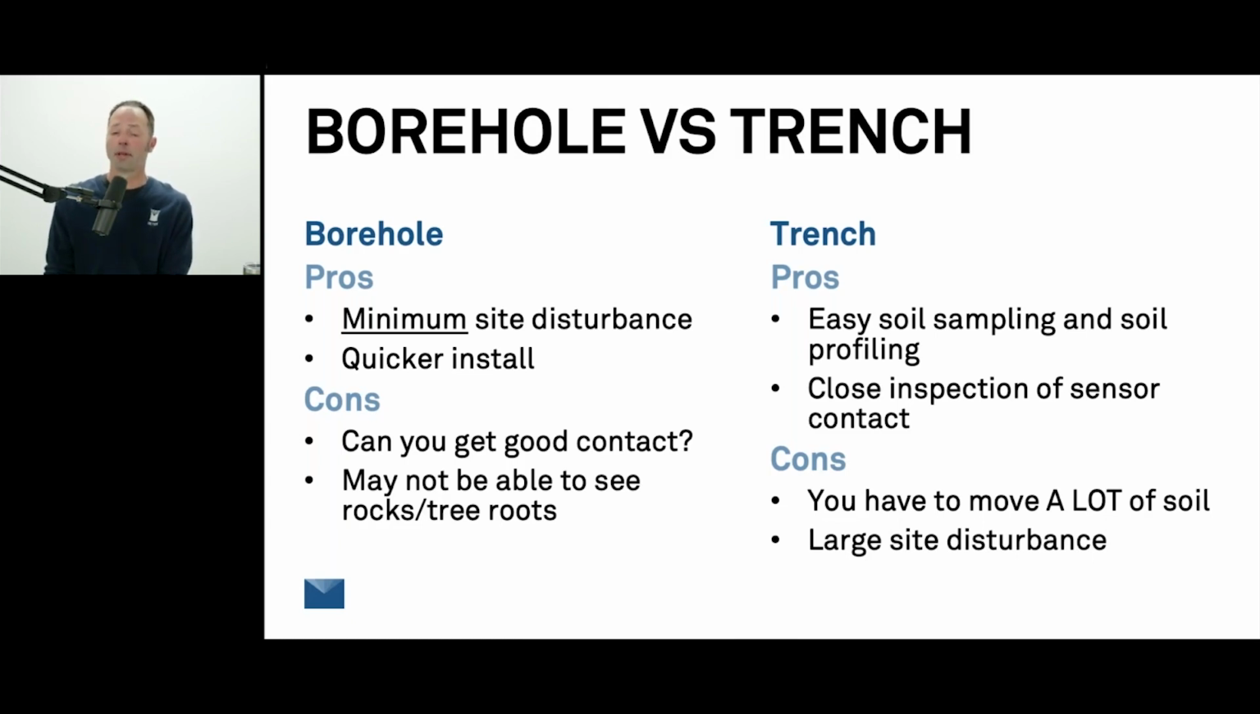So one of the main advantages of a trench installation is that it's easy to take a soil sample and look at the soil profile and see where changes in your soil profile occur. Because if you get soil type differences, and we'll talk about this a little bit later, you could come to very different conclusions about what's happening with the soil moisture in your soil.